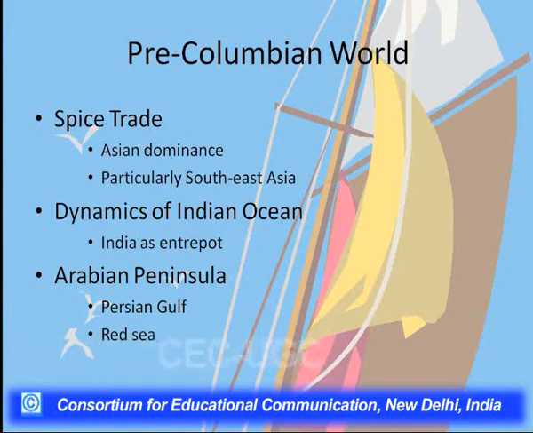This Asian domination of the spice trade, especially South Asian domination, was being exploited by the Arabian Peninsular civilizations, but this was creating problems for the Occidental societies. So they were trying to bypass this area.